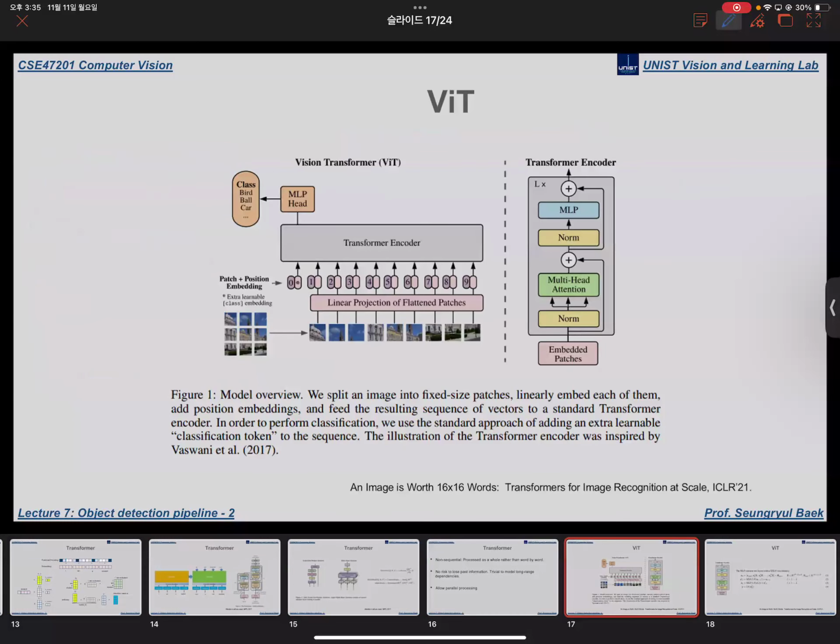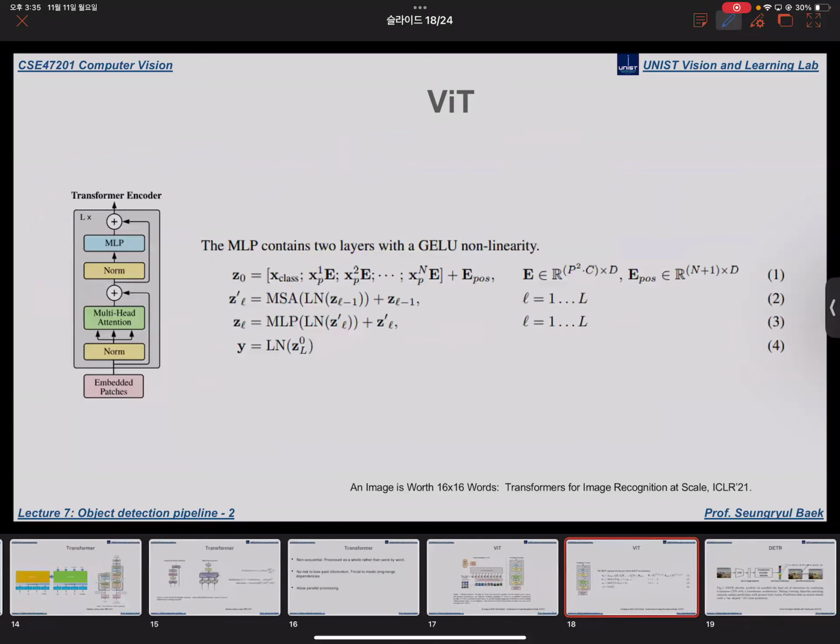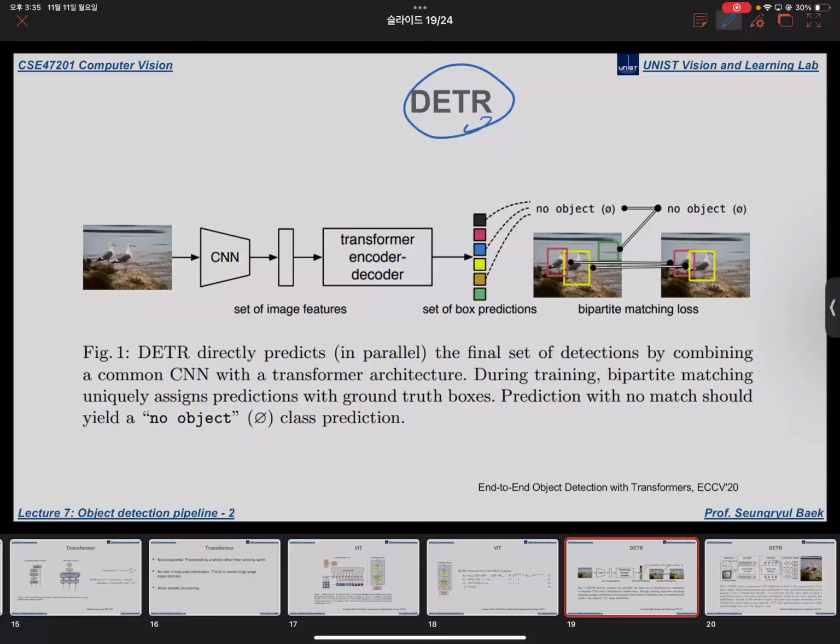And there have also been efforts to use this attention mechanism in computer vision applications. One such example is the vision transformer, and the other example is DETR, which is adapted to the object detection task. So in a later class, we will learn about this.